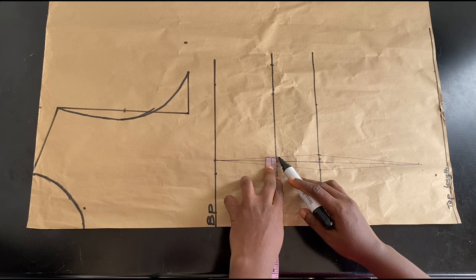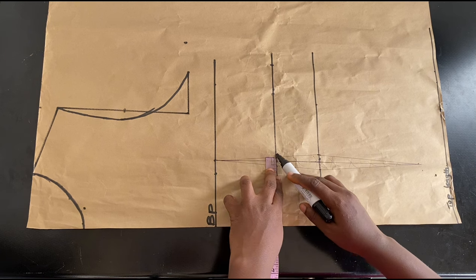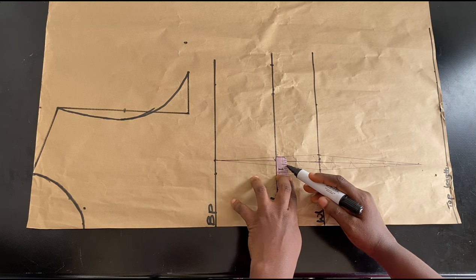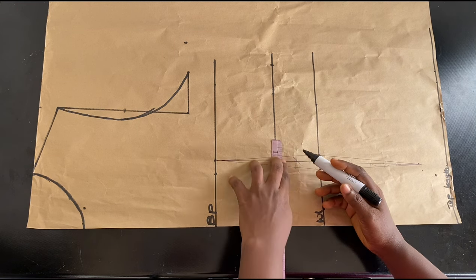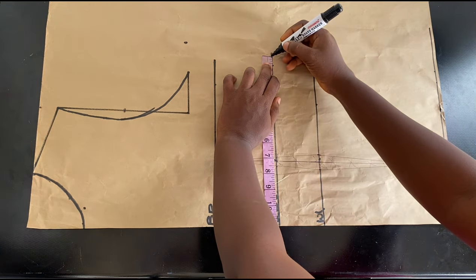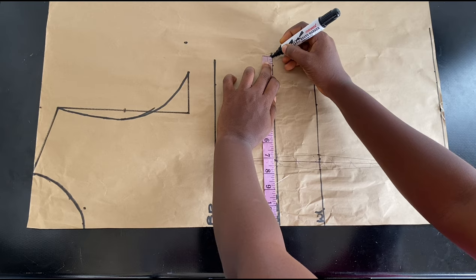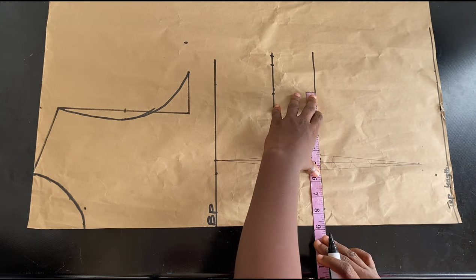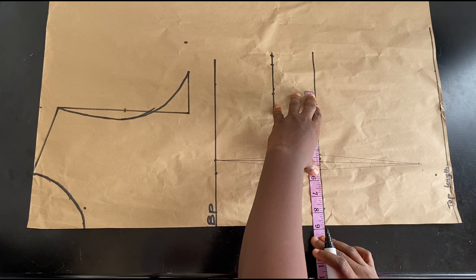So here I have 0.625, as you can see. I have 0.625 between the lines. So I'll go ahead and put back what I just measured here. The reason for doing this is to have a complete pattern or a complete basic bodice block. Next, you go on your waistline and you divide your waist circumference by 4.